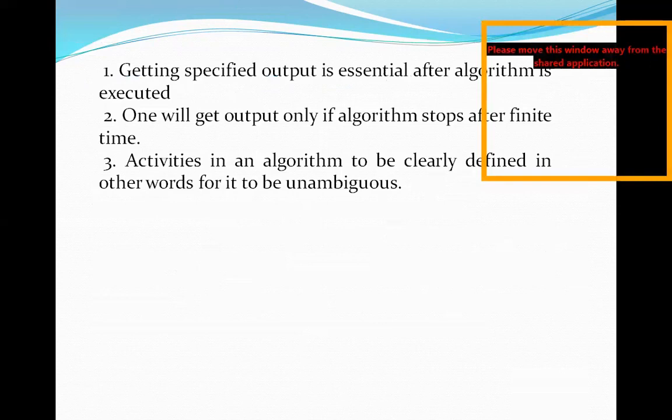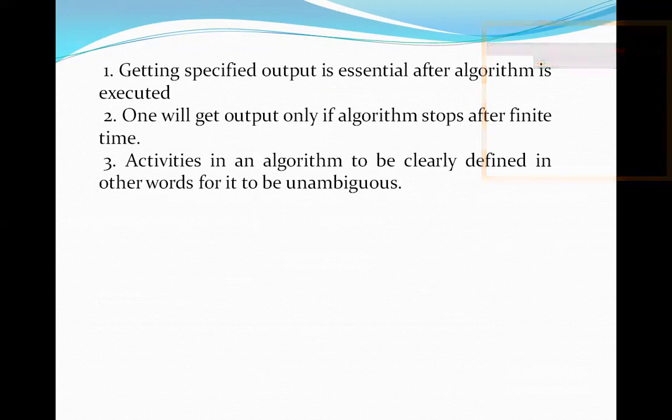These are some points. Getting a specified output is essential after an algorithm is executed. Second one is, one will get output only if the algorithm stops after finite time. And last one is, activities in an algorithm must be clearly defined. In other words, it must be unambiguous.